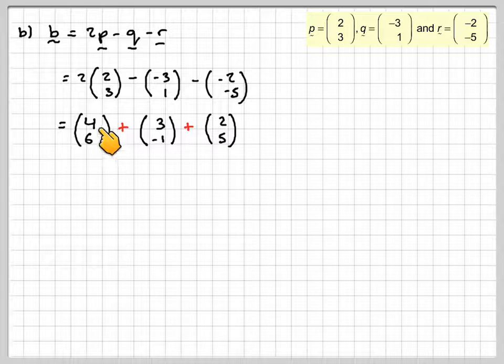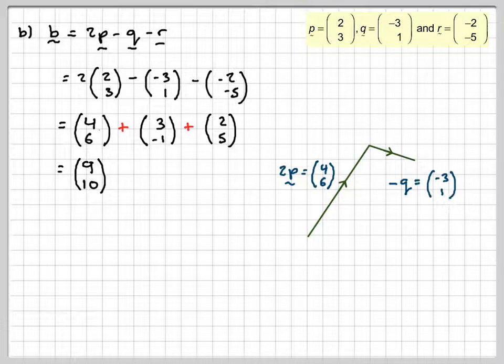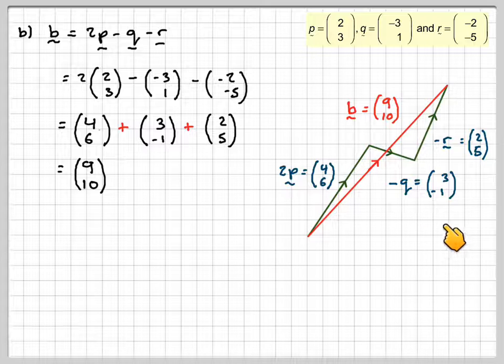Then what we do is we add these up. 4 plus 3 plus 2 gives me 9. 6 minus 1 plus 5 gives me 10. Right, drawing them out. So draw this one first, (4, 6). So 2P is 4 along, 6 up. Minus Q is (3, -1). And then R is going to be (2, 5). So it's 2 along, 5 up. The resultant is the one joining up from here, and that is 9 along and 10 up.